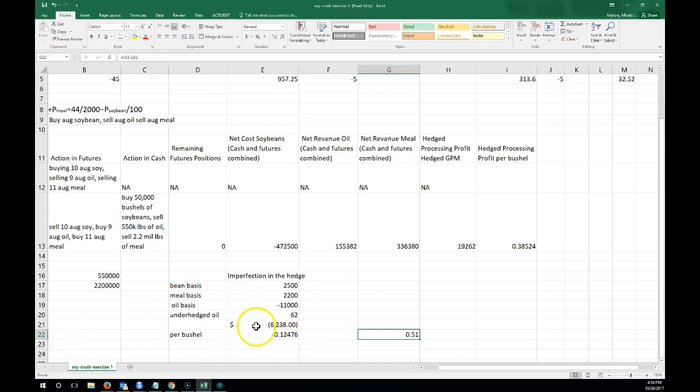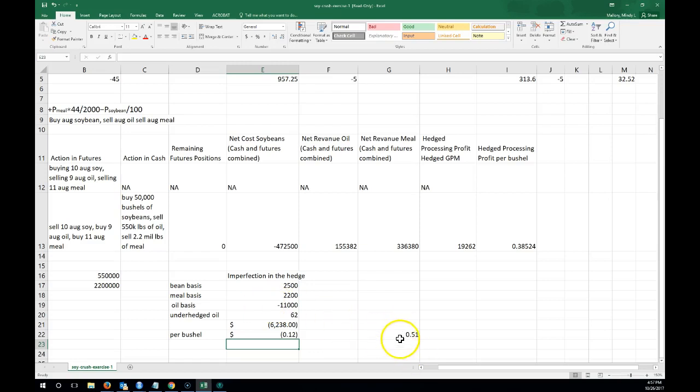So here I just formatted it as a currency, I just wanted to make it look like that. And if we calculate what that minus $6,200 is on a per bushel basis, we'll just take that number and divide by the number of bushels we crushed, 50,000, and we find out we lost 12 cents per bushel because of this uncertainty in the basis, particularly the move against us in the oil market.